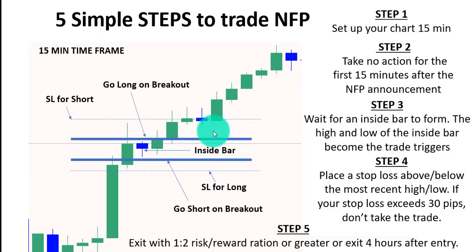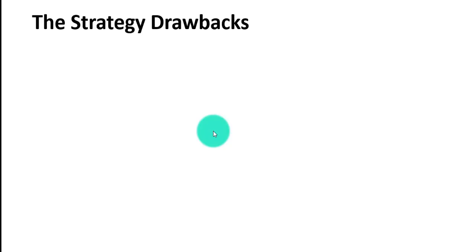Can we ask if this is fail proof? That means this can never fail? No, this is not fail proof. There will be times that this will not work, and it also has some disadvantages and setbacks and drawbacks. So let's look at the drawbacks for this strategy. Okay, all right, so what are the drawbacks?